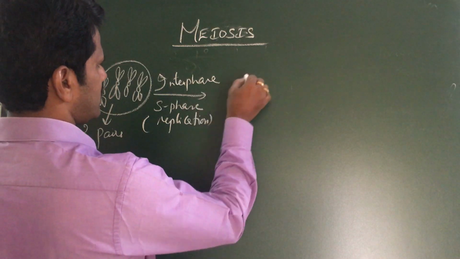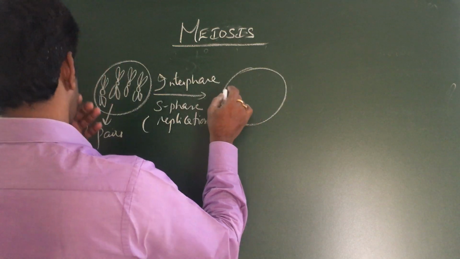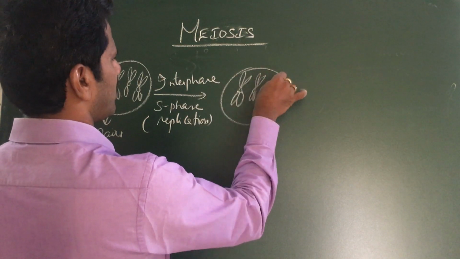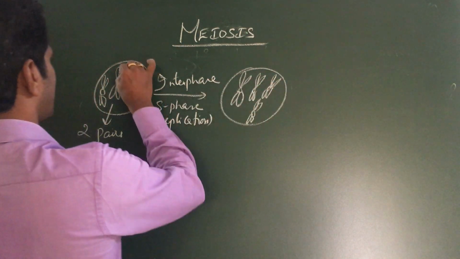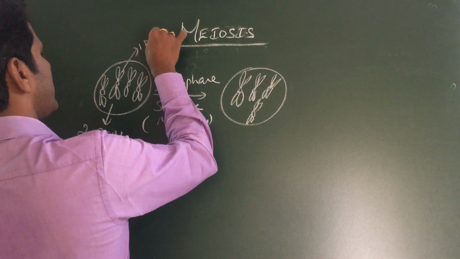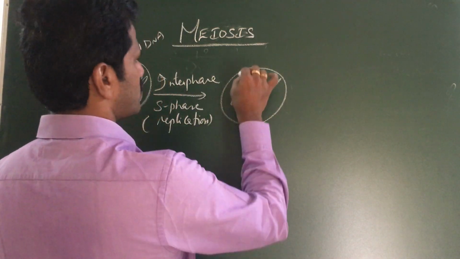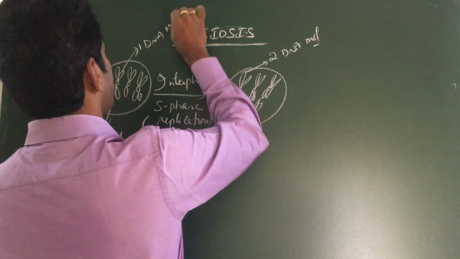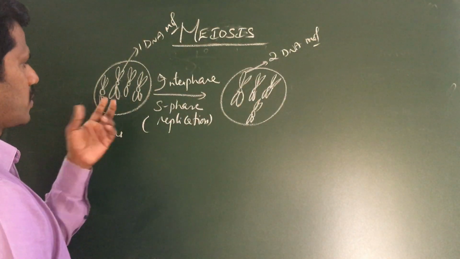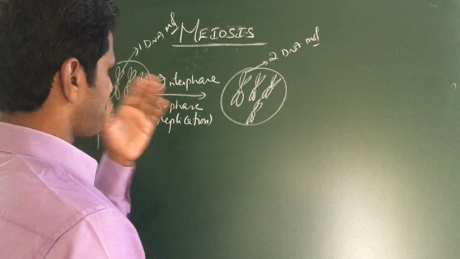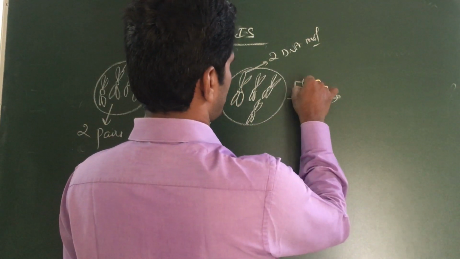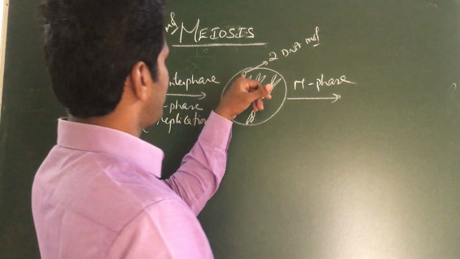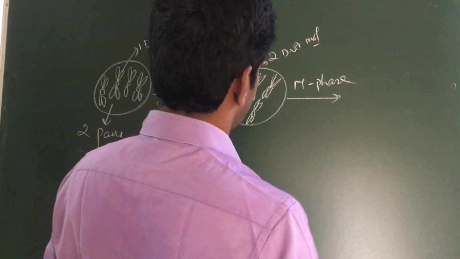Once the DNA replicates, you don't see a change in the number of chromosomes, but the DNA content gets duplicated. In each chromosome, one DNA was there; now 2 DNA molecules are present in each. But the chromosome number remains the same. Now it enters into M phase.